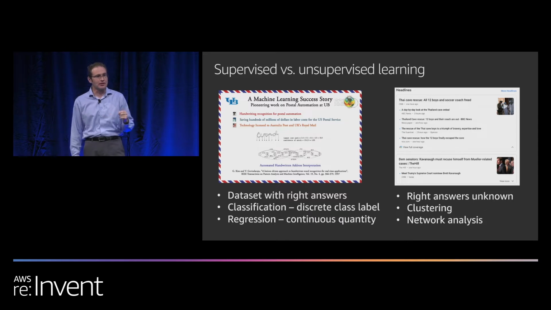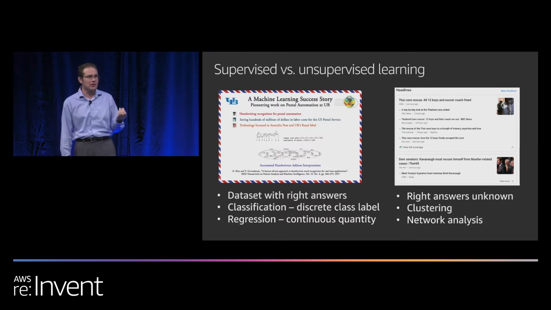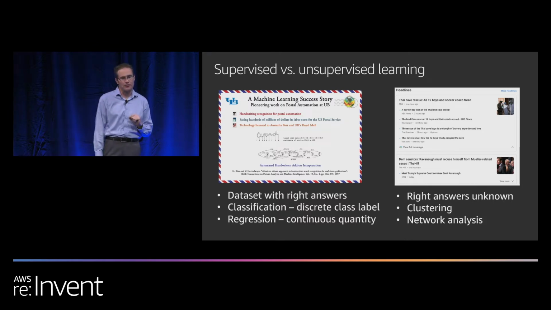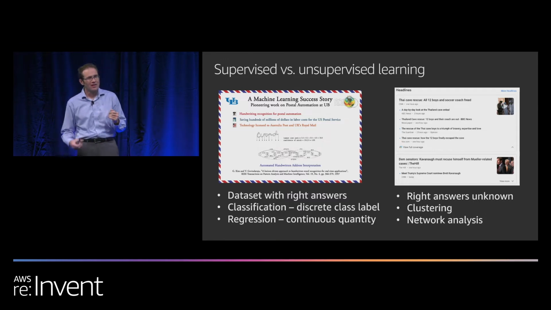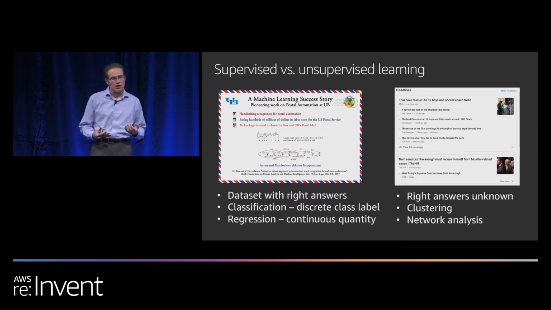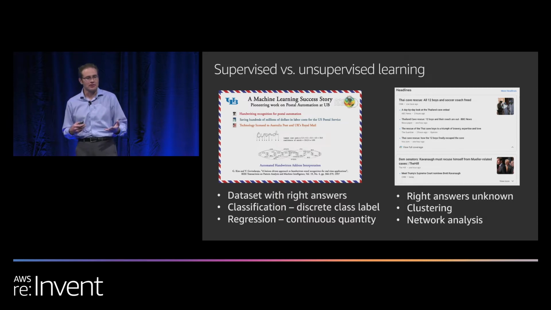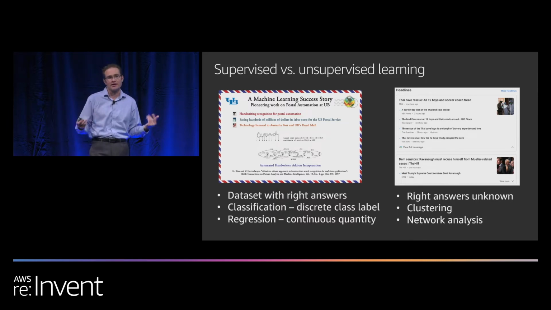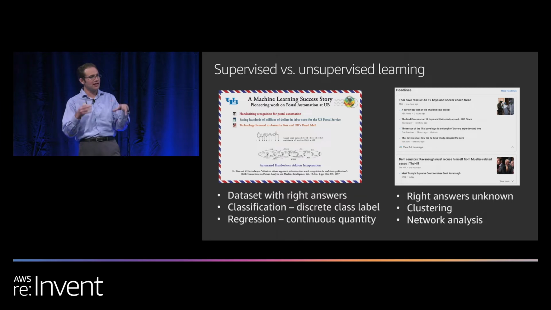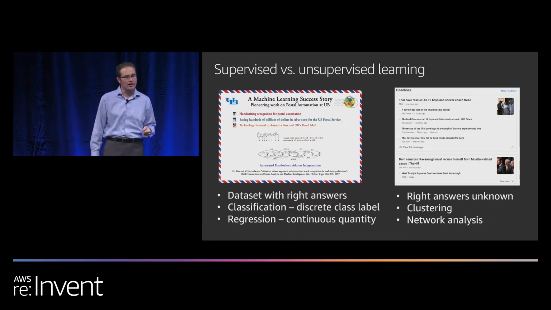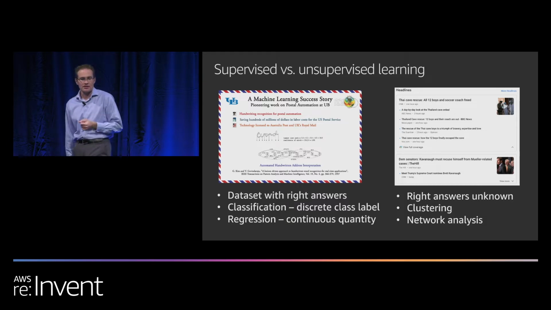Same thing with regression. You could have a continuous quantity where you're actually looking for maybe a best price of something. You can actually optimize the price. On the right, you have unsupervised learning. So the right answers are really unknown. You could do things like clustering. So you see like news sites on the internet where they cluster stories together and you have the various news outlets. That's a good example of unsupervised learning. Also, it's used in network analysis.